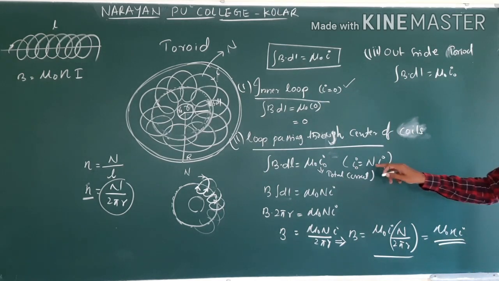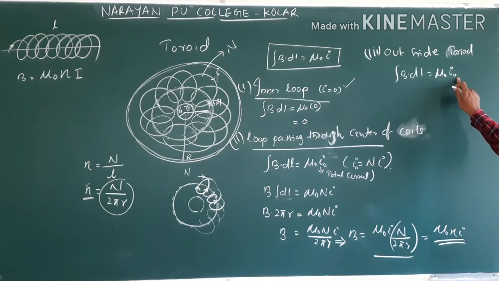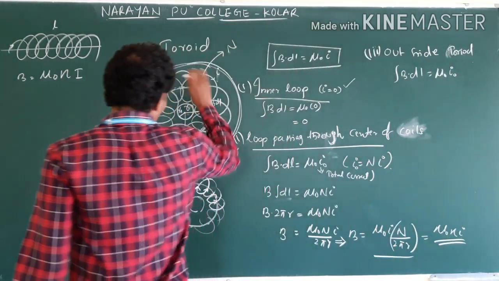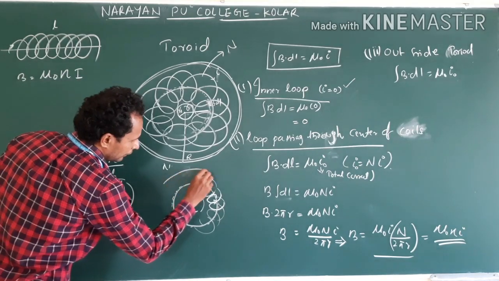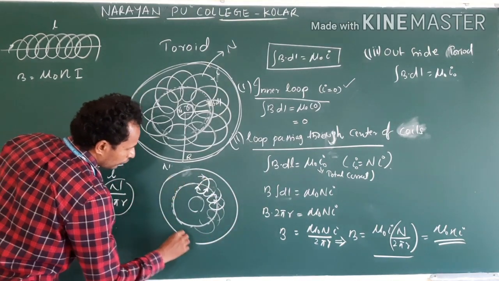Now integral B dot dl is equal to mu naught I naught. To avoid confusion between I and I naught in both cases here, I am taking I naught. Clear? I naught is what? Net current passing through the loop. Now in the same figure, now I am taking this loop.